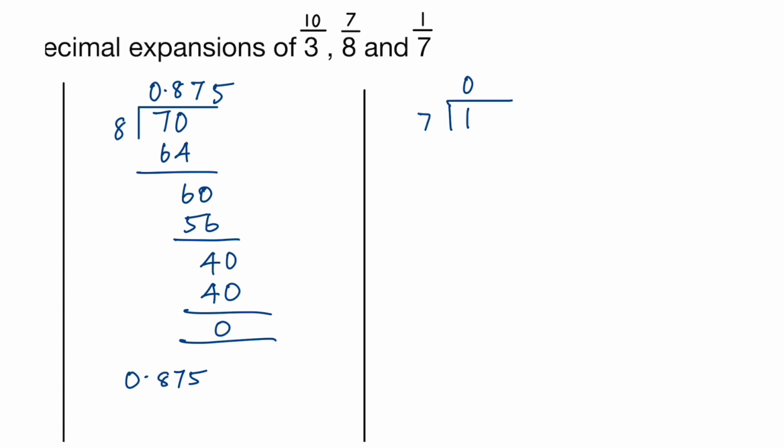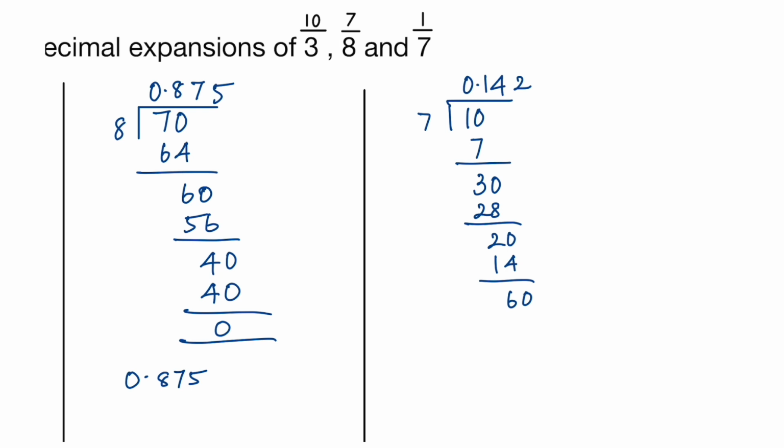You would add 0 in the quotient, you would have a point, and that would give you 10. Now 7 times 1 is 7, and that would give you a remainder 3. Now we have a 0, so 30. Now 7 times 4 is 28, and that would give you a remainder 2. We again have a 0, and 7 times 2 is 14, and that would give you a remainder 6. Okay, we add a 0.